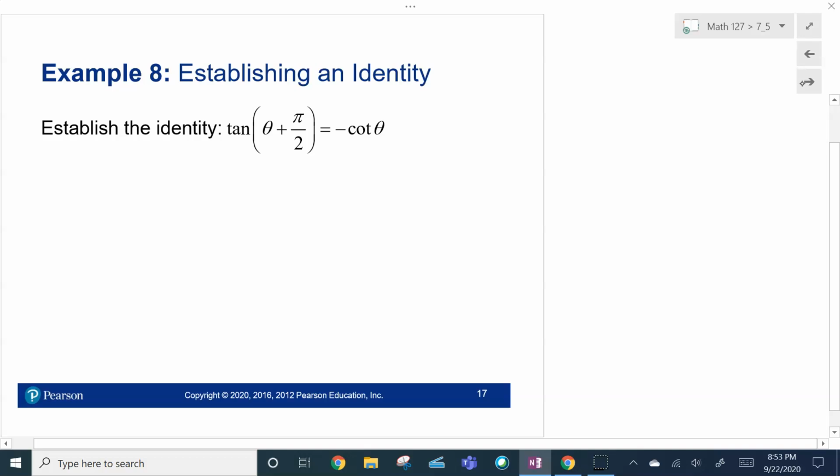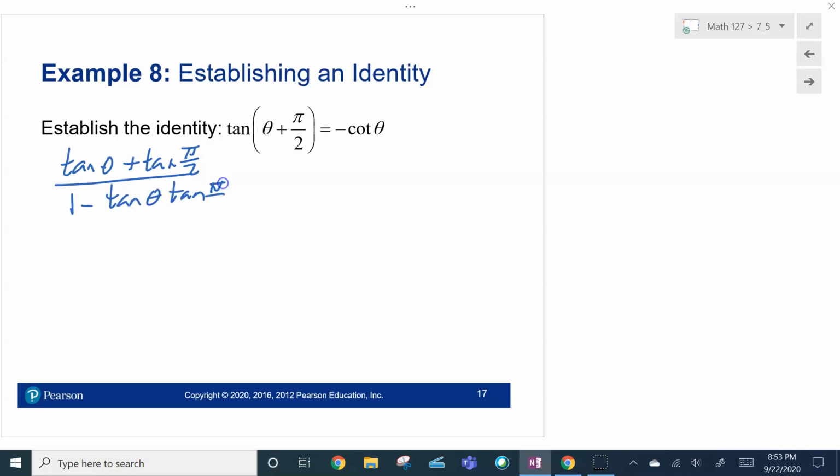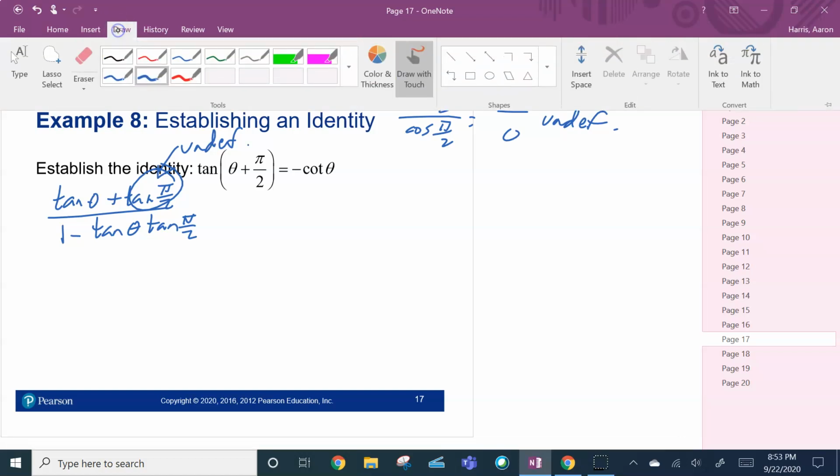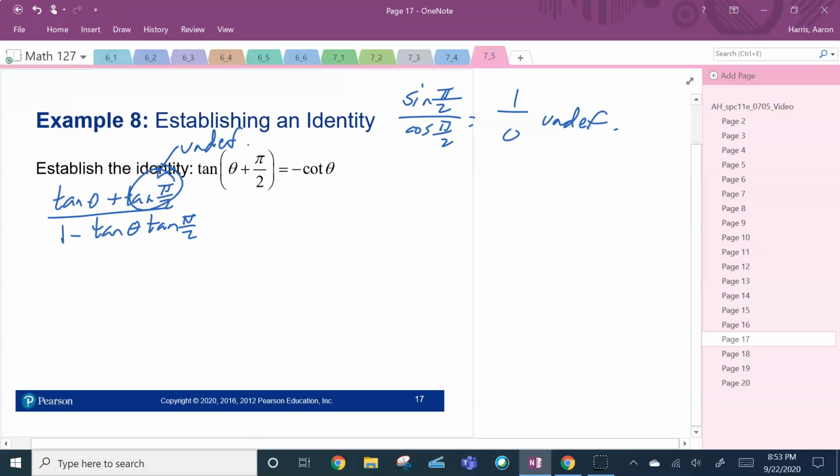All right, tangent of theta plus pi halves. Now, if I was to use that same tangent formula, so tangent theta plus tangent pi halves over 1 minus tangent alpha tangent beta, to show it's equal to negative cotangent, the problem is it doesn't work, because tangent pi halves is sine of pi halves over cosine pi halves. Well, the sine of pi halves is 1, cosine pi halves is 0. This is undefined, so I don't want to use that in doing this problem, okay?